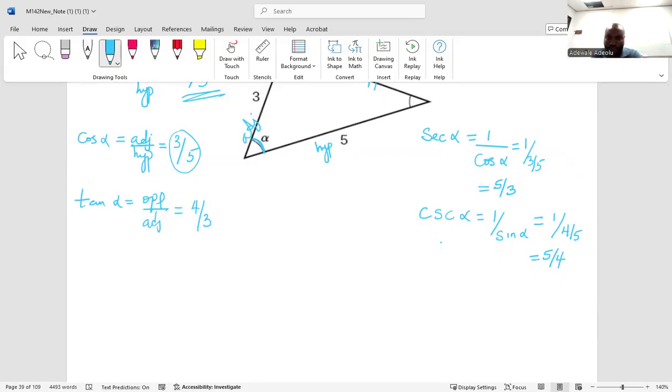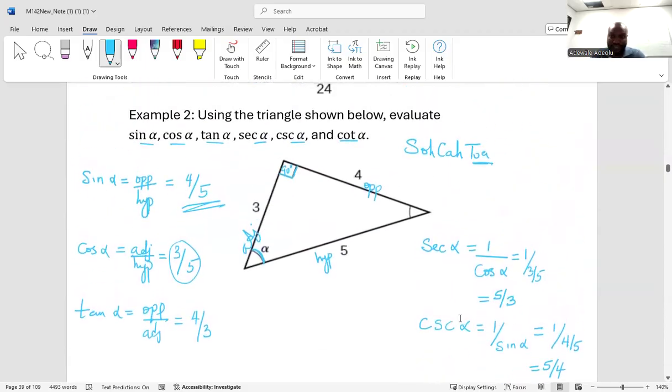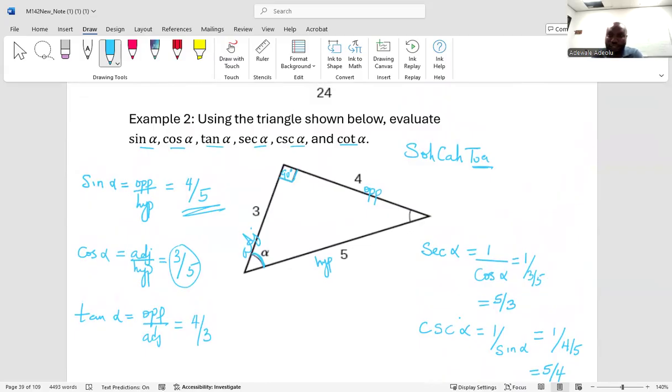Lastly, we do have cotangent of alpha, which is the reciprocal of tangent of alpha in this case. So that is the reciprocal of 4 over 3, and we do have 3 over 4. So that is that about using SOHCAHTOA. It is as simple as that.